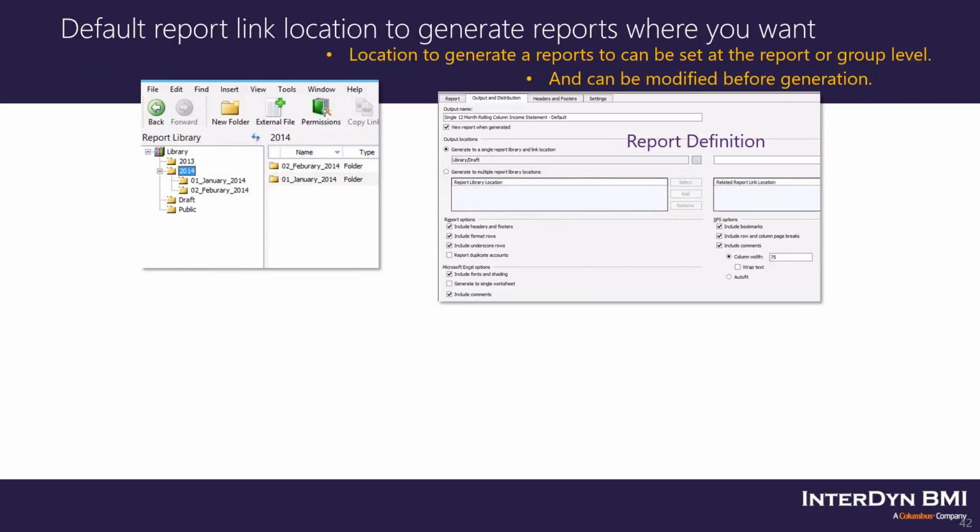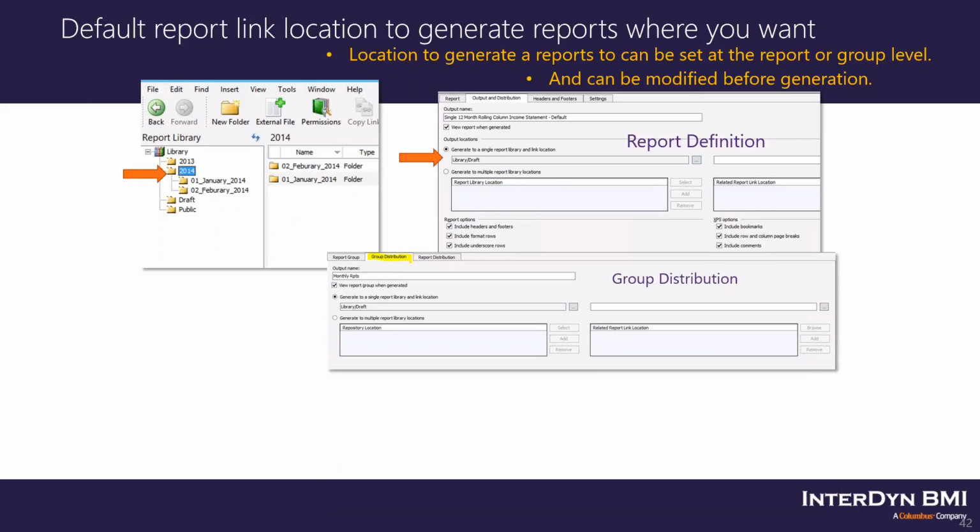All right, so this tip is being able to use different sections within Management Reporter to put things to different folders in your library. So the first place is on the report definition itself. When you're in the Output and Distribution tab, you can actually click here and you can choose a different folder to actually stick your report in.